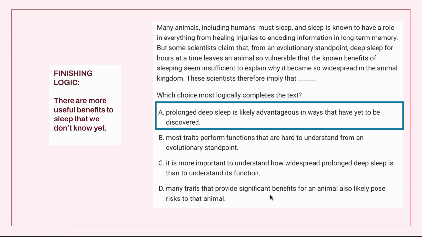Many traits that provide significant benefits for an animal also likely pose risks to that animal. Again, this second part is fine. We are saying that sleep has benefits, but it also has a pretty big risk that it leaves them so vulnerable. So that is kind of true about sleep. But again, see many traits. Again, we only know that about sleep. We don't know that about any other animal traits. So again, that's why with B and D, the second part or most of it is kind of correct, but it's the "most traits" or "many traits" that makes it an incorrect answer. So that's why A is going to be the best answer. That just kind of neatly finishes up our logic.